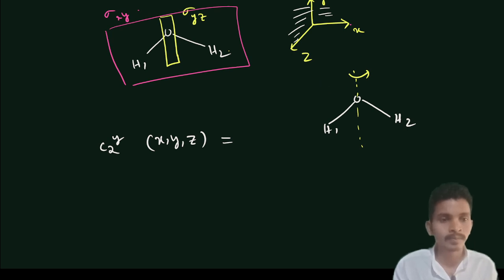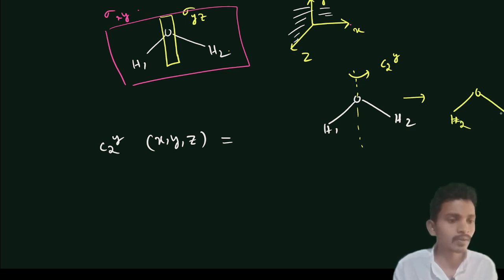Now if I talk about the axis here, let's say this is the y axis, so I will pass the C2 along the y axis. Then what happens? This y is in the plane, so if I pass this, then this will get interchanged: H1 goes to H2, this will be H2 and this will be H1, and this will go to the back.